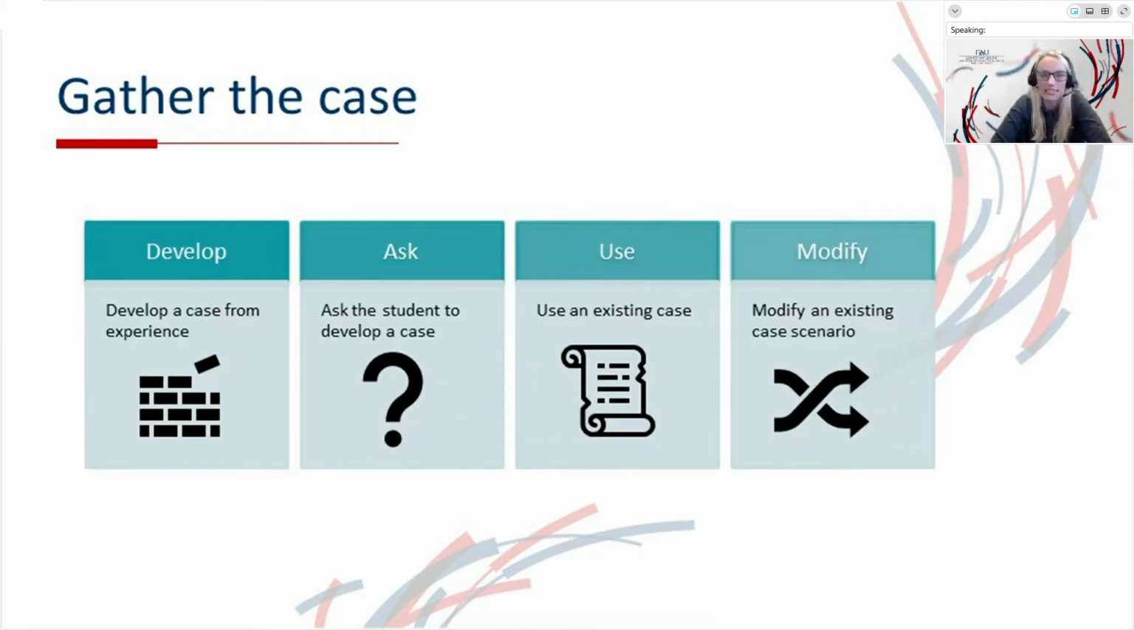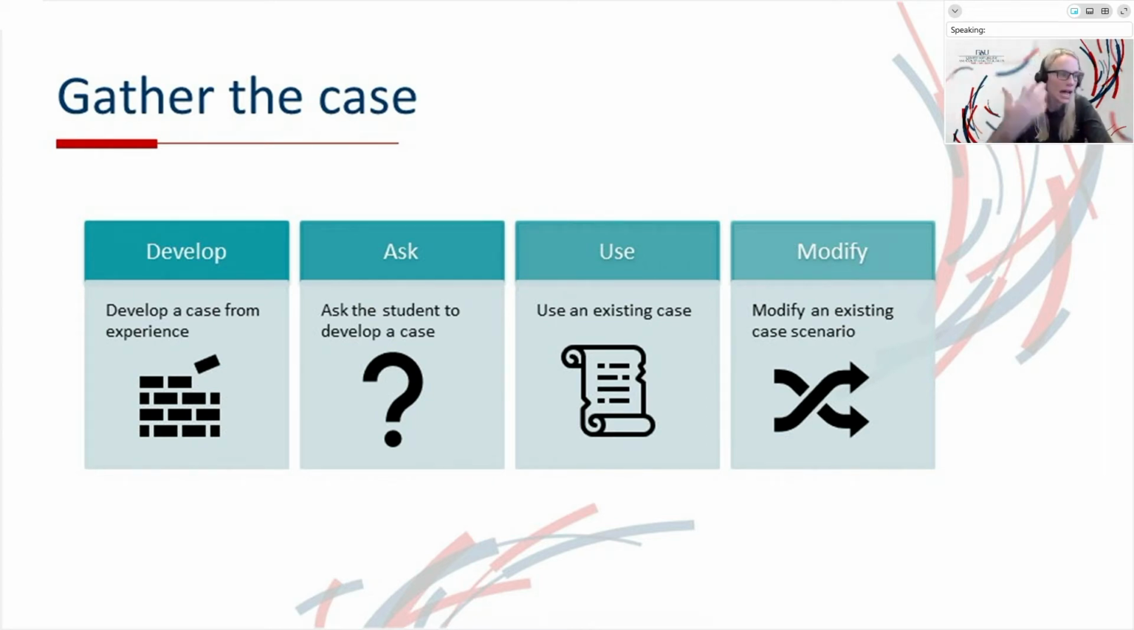So gathering the case, you don't have to do it all yourself. I know when I'm starting to think about writing a case, I have all these incredible ideas of these scenarios that I think would just be incredible and actually show the student the concepts that I'm trying to give them the facts about, right? So I can develop it from my experience.